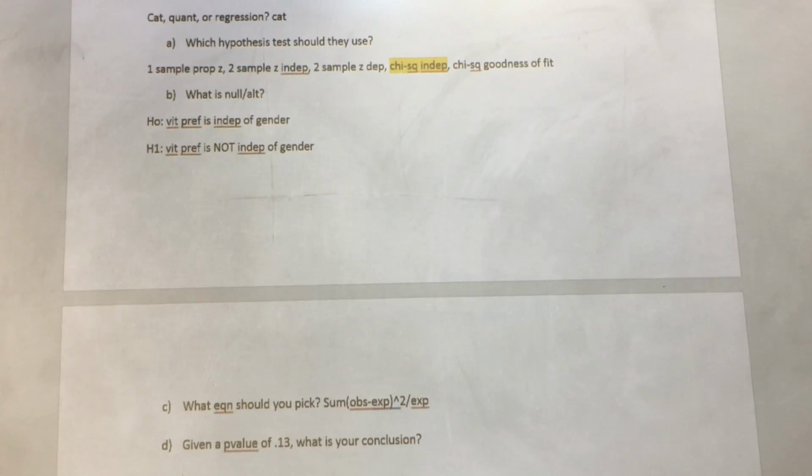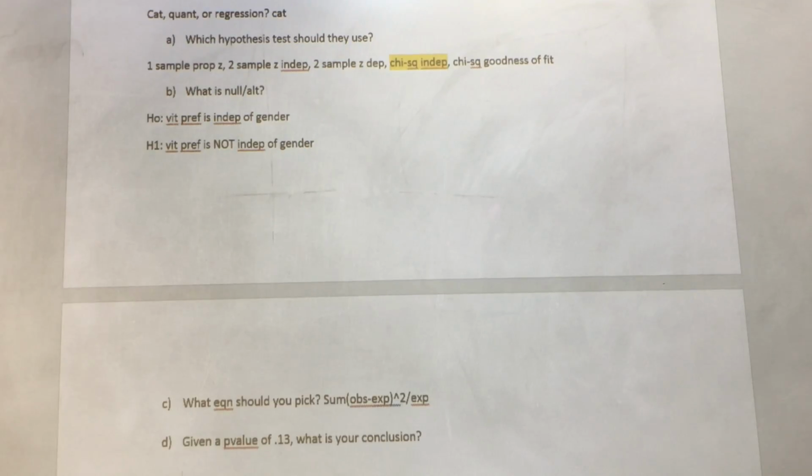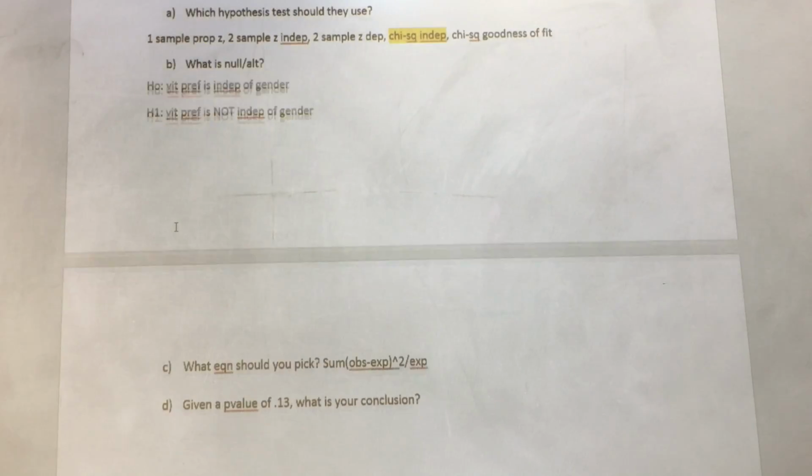Okay, what's your alpha? 0.05. We'll assume it's 0.05, I didn't give it to you, right? Okay, so I got a p-value. Let's go a little slower. P-value equals 0.13. Alpha equals 0.05. What would you normally do? You do not reject, and therefore your conclusion is gender is independent of taste. Oh, yeah, we can see that. You can see it on your alternative, okay?